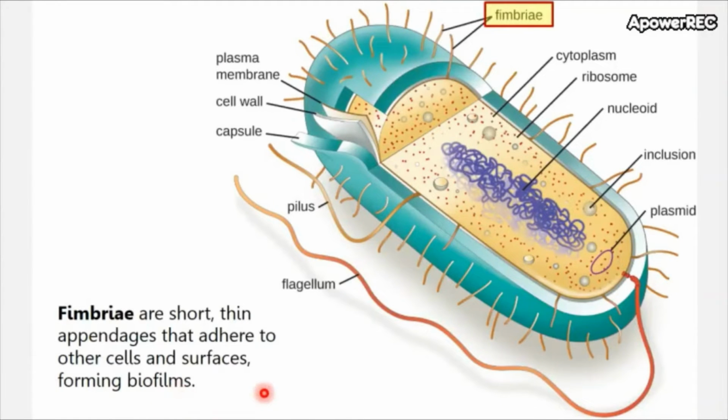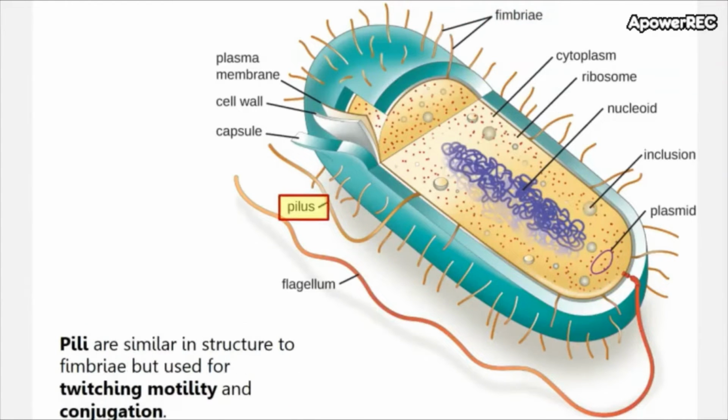Next are fimbriae, which are short, thin appendages that adhere to other cells and surfaces to form biofilms. And here we have pili, which are similar in structure to fimbriae, but used for twitching motility and a very special source of genetic transfer called conjugation.